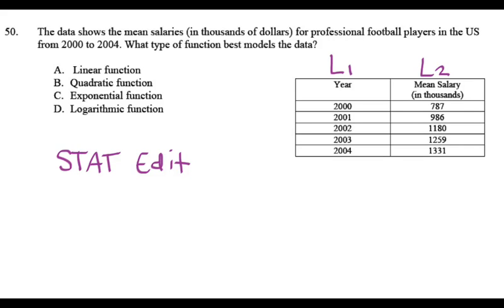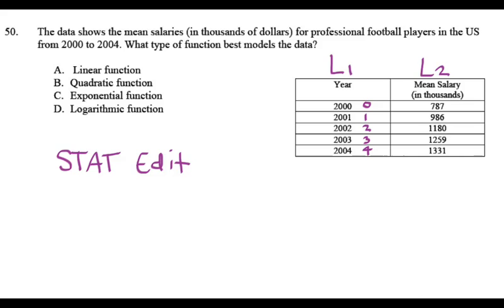Now if anything is ever given to you in years, you should not put the entire year in there because your calculator might freak out once it gets to the exponential regression. So instead of putting 2000, I'm going to put in 0, 1, 2, 3, 4. That's all in my L1. L2 is 787, 986, 1180, 1259, and 1331.